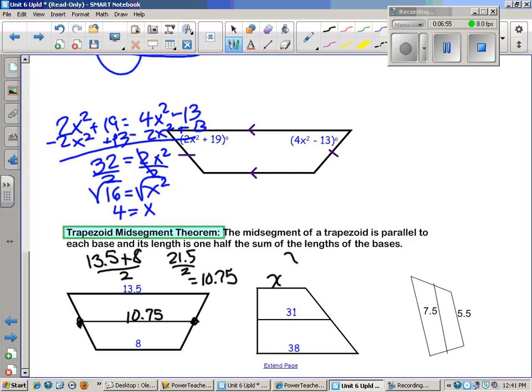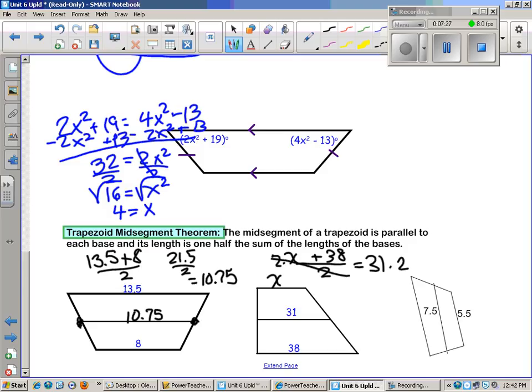And then I'm going to use the same formula I did over here. I'm going to do x plus 38 divided by 2 is 31. So this time, instead of trying to figure out the answer, I'm trying to figure out one of the pieces of the problem. All right, so to solve this, the fraction bar works like a parentheses, so I've got to get rid of it. And the way I get rid of it is I multiply both sides by 2.